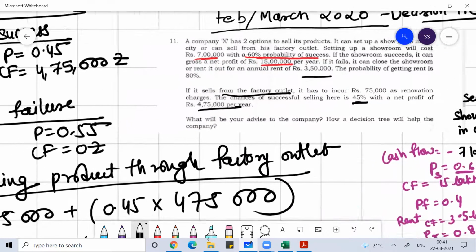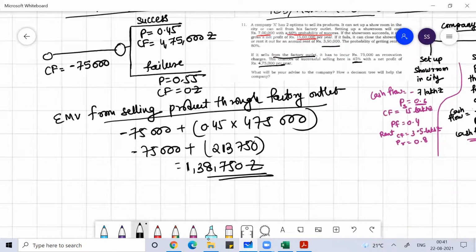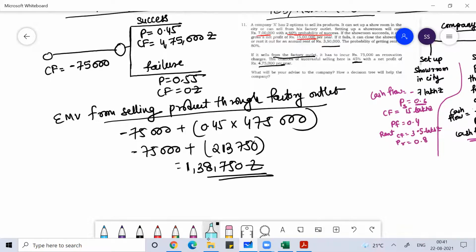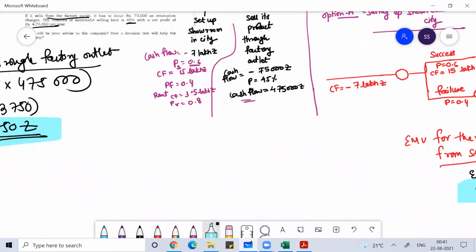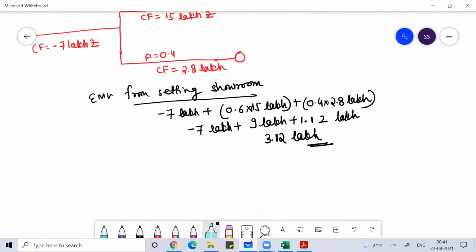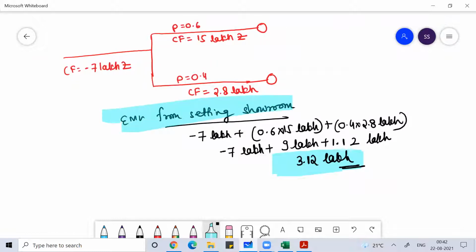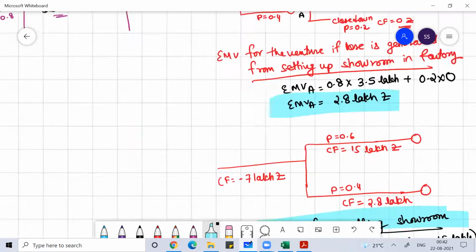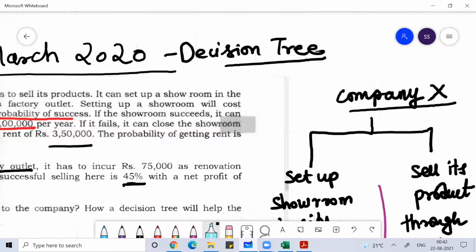If we sell through the factory outlet, here to incur 75,000 renovation charge, the chance of success here is 45% with the net profit of 4,75,000. Correct. So if he sells his product through factory outlet, he'll generate an inflow of cash flow of 1,38,750. While if he sets up showroom in the city, he'll generate a cash flow of 3,12,000. So which is a better option? Setting up showroom in the city is a better option. Clear, everyone? The two options: 3,12,000 and 1,38,750.